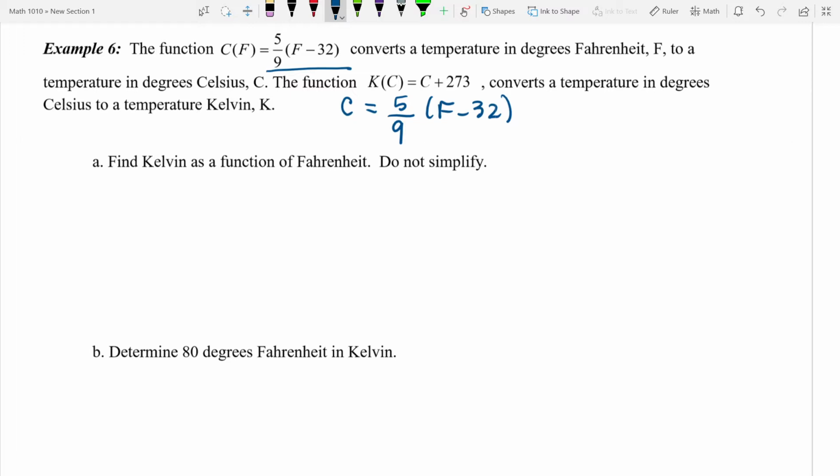Same thing on the other equation. This is K of C, and the only variable you have over there is a C. Well, I can see that. So I have K equals C plus 273.